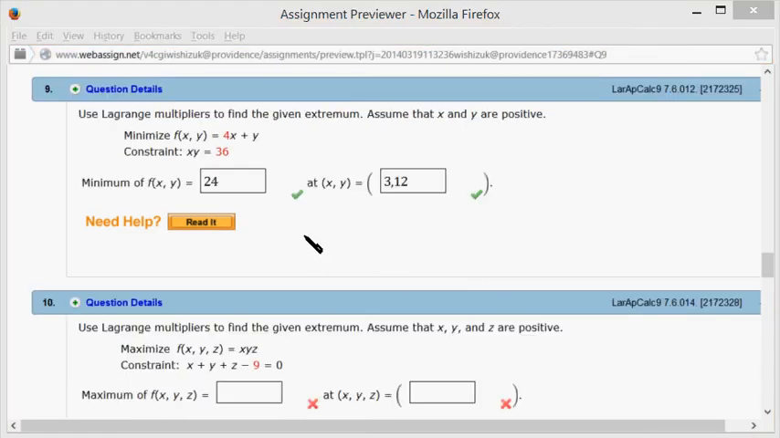It came back and it looks like the minimum value is 24, and we got the critical point correctly. All right, that's it. I hope that this was clear.